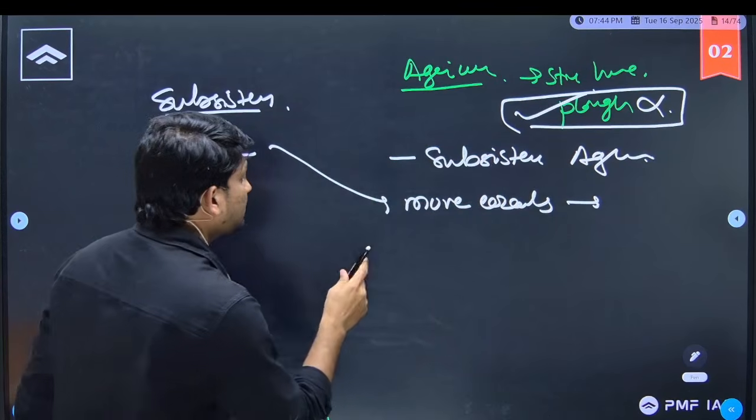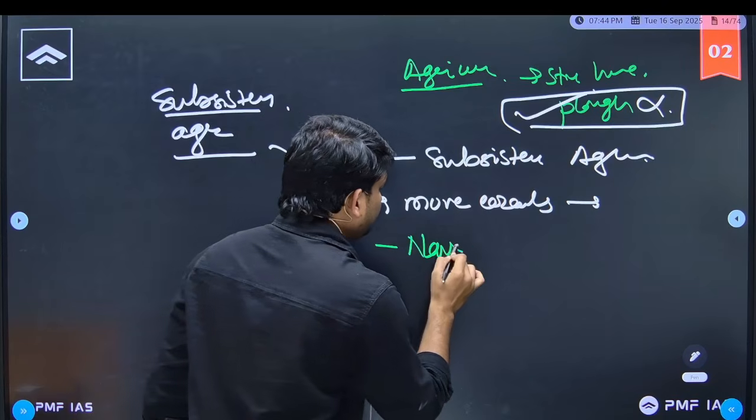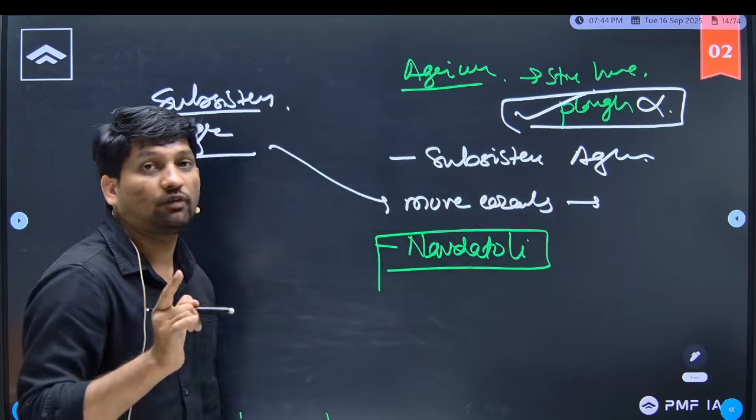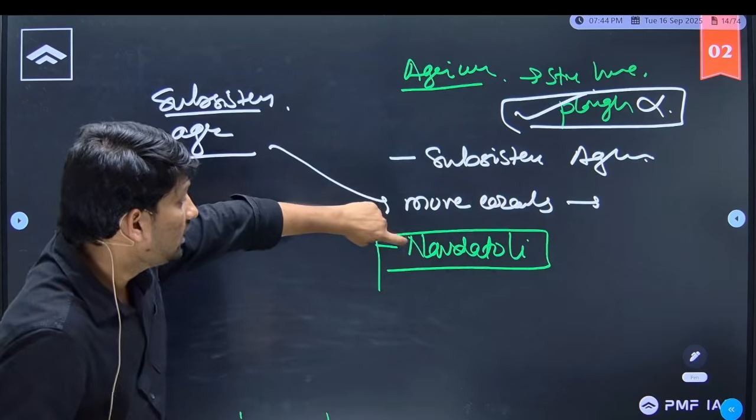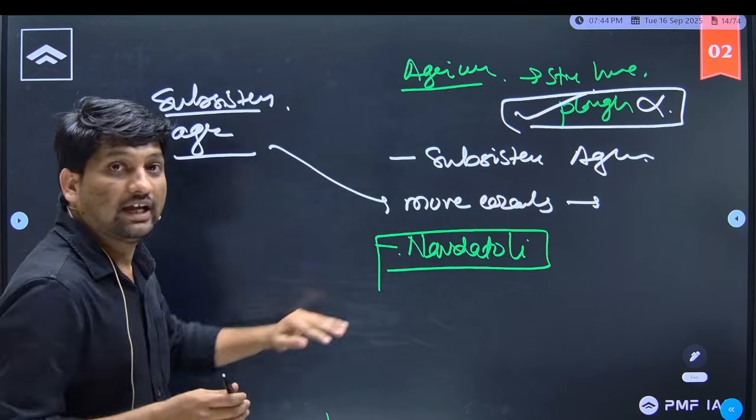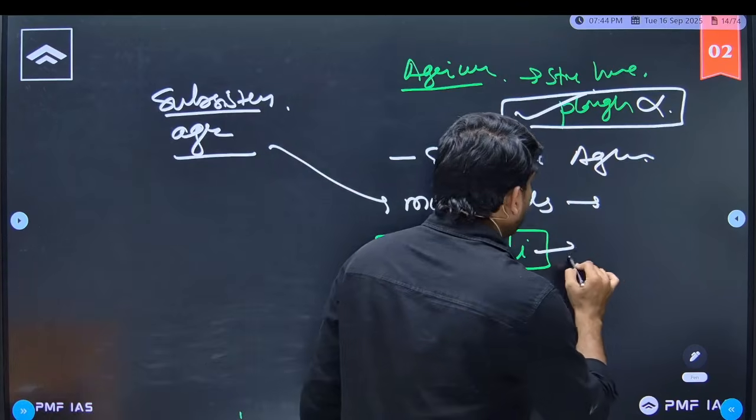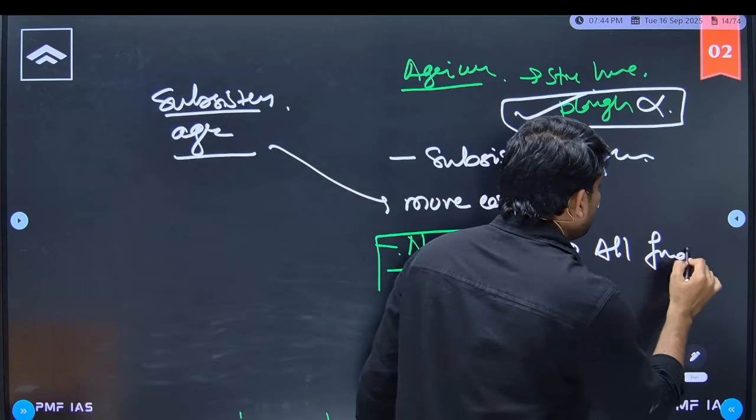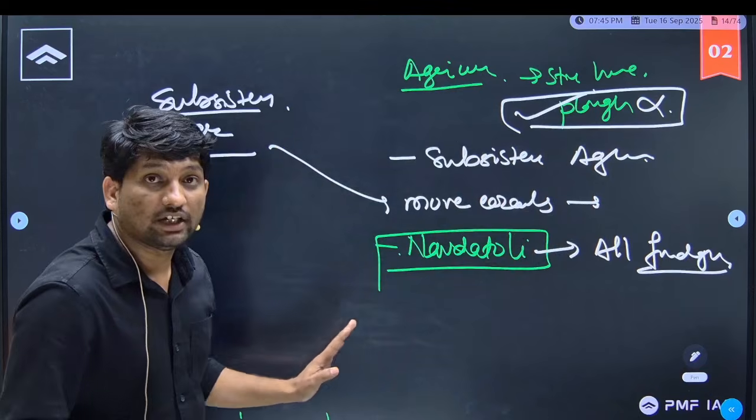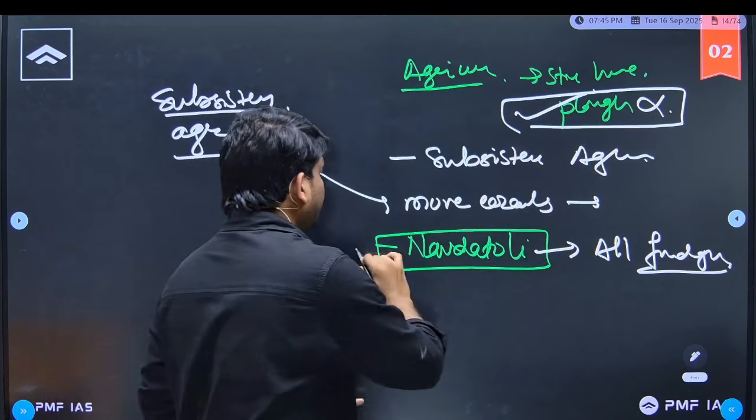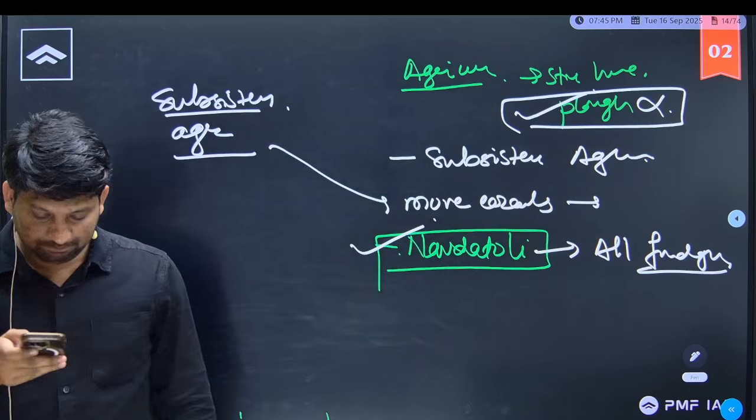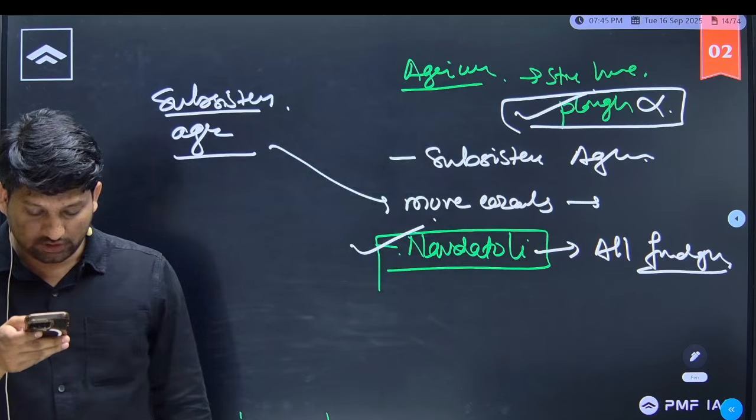Naudatoli is a part of which culture? Tell me in the comment section. Naudatoli is a part of Jorwe culture, Malwa culture, or Ahar culture. In Naudatoli, you will find evidence of all food grains, meaning whatever food grains they cultivated at all the different sites, you will find evidence of all of them at the Naudatoli site. So Naudatoli is from which culture? It is a part of Malwa culture.